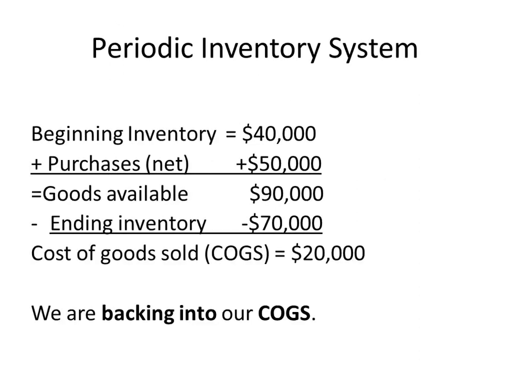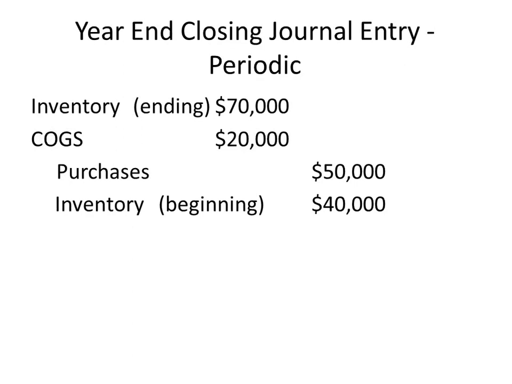So take a look at this. We have beginning inventory of 40 plus purchases of 50 gives you goods available of 90, minus ending inventory of 70 gives you cost of goods sold of 20. So what did I say? Out with the old and in with the new. So what's the new here? 70,000 and 20,000. There's the new. In with the new. In with the 70 and the 20.